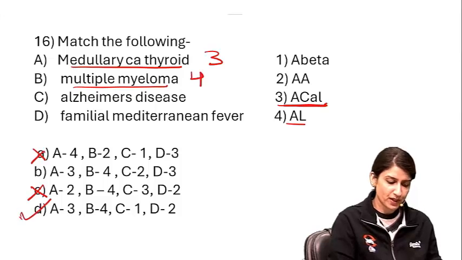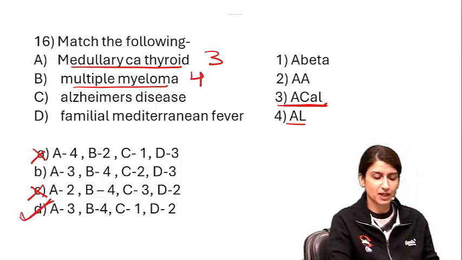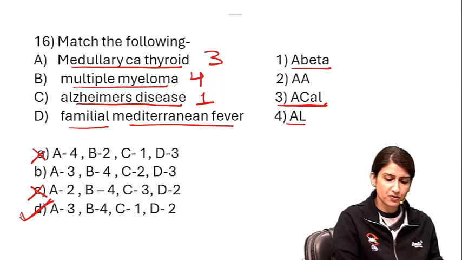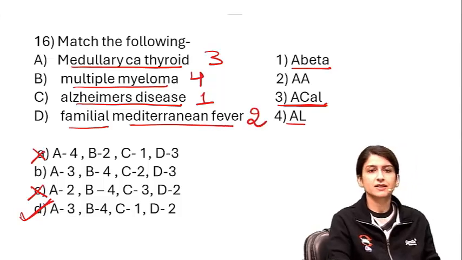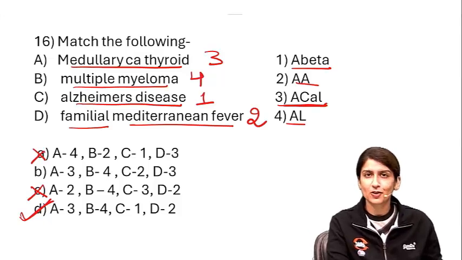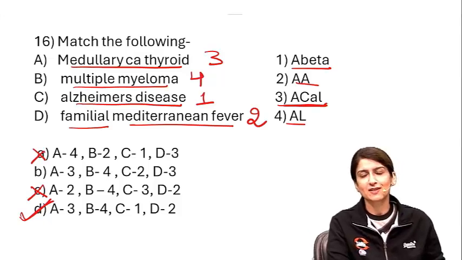Okay, I know the answer is going to be this, but still let me complete it. Alzheimer's में क्या होता है? 1, A beta. Familial Mediterranean fever में होता है 2, that is AA. Right? So this was all regarding your all the important pathology CBT questions.